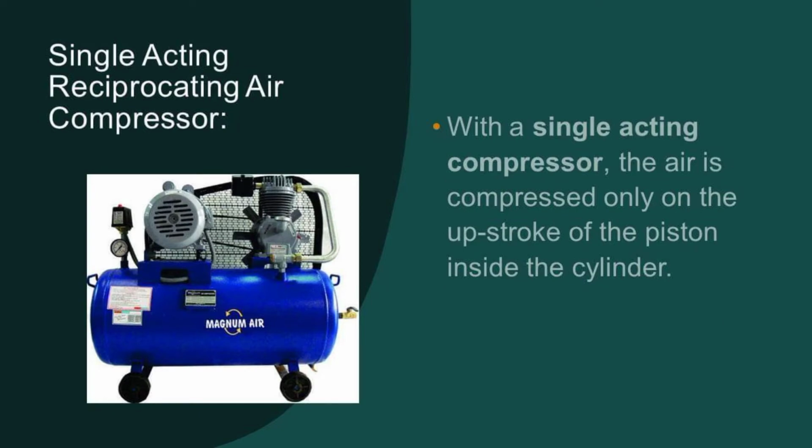This is the single acting compressor. In a single acting compressor, the air is compressed only on the upstroke of the piston inside the cylinder. Single acting has a disadvantage because it is limited. It can only produce a pressure of about 10 bars or 145 psi. Here's the video of how single acting works.